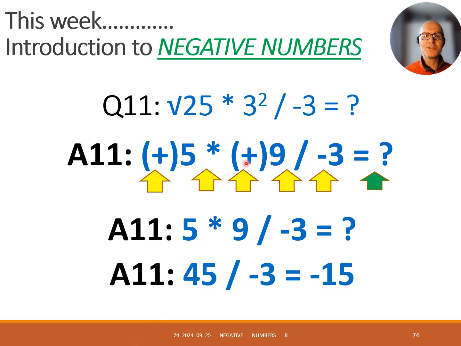Positive 5 times positive 9 is positive 45. Positive 45 divided by negative 3. Positive divided by a negative is going to be a negative answer. Positive 45 divided by negative 3 equals negative 15.